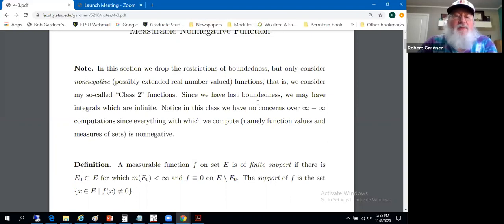So we've lost the boundedness, so there's an opportunity for divergence, opportunity for integrals as well as functions to take on the value, quote unquote, value infinity. But we won't have to worry in this section about any infinity minus infinity things popping up in computations because we got no subtraction. Nothing is negative in this section, so there isn't any subtraction to be concerned with. This will be a driving force in class 3 when we look at the next section.